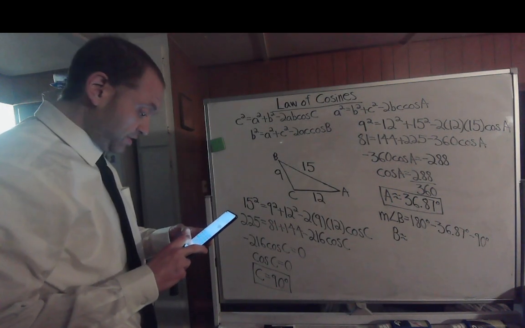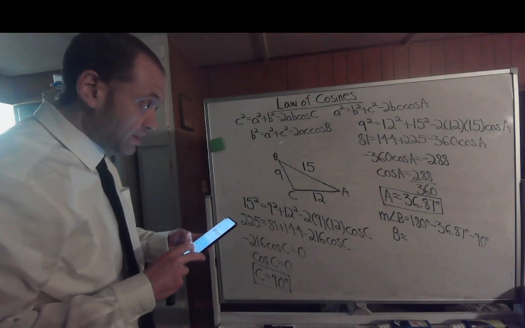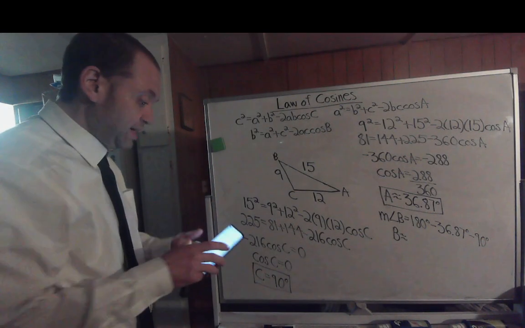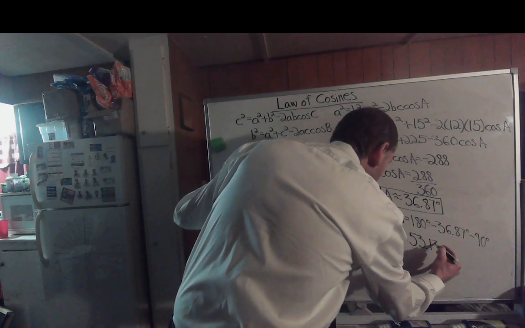(180 minus 36.87 minus a whole 90, yep, you get that angle B is approximately equal to 53.13 degrees.